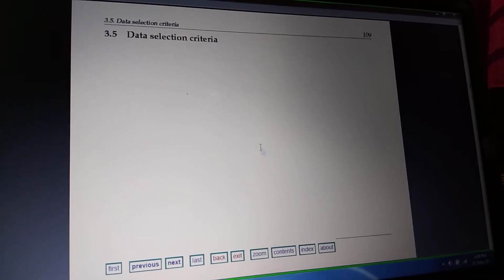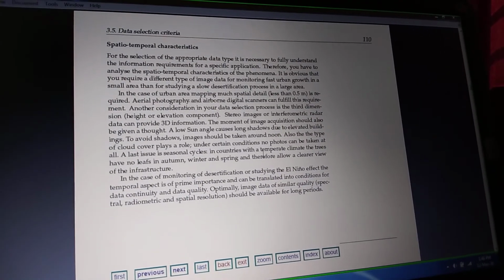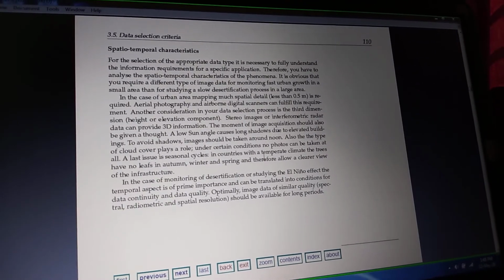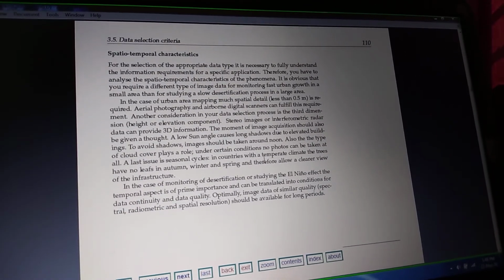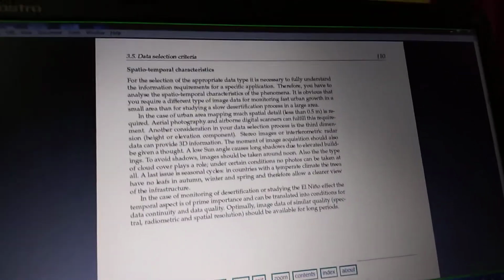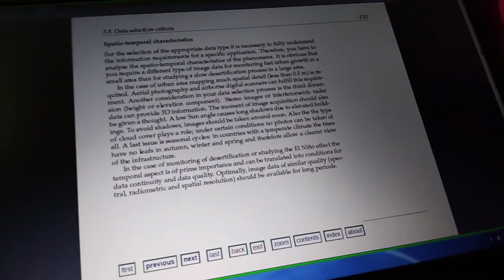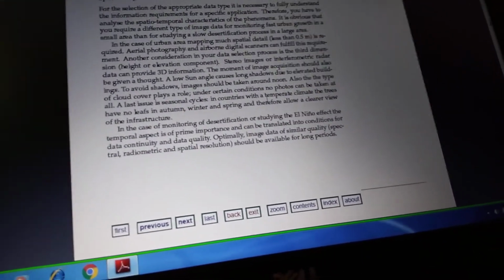Next is the data selection criteria. What is this? The first term we are facing in this particular article is called the spatio-temporal characteristics. So for the selection of the appropriate data type, it is necessary to fully understand the information requirement for a specific application. Therefore, we have to analyze the spatio-temporal characteristics of the phenomena. That is a very important parameter regarding the data selection criteria.